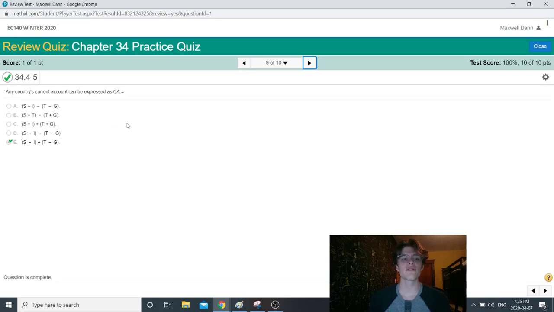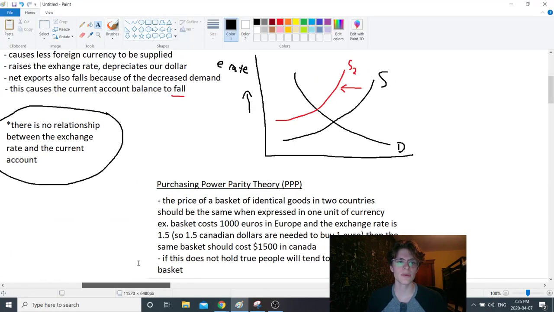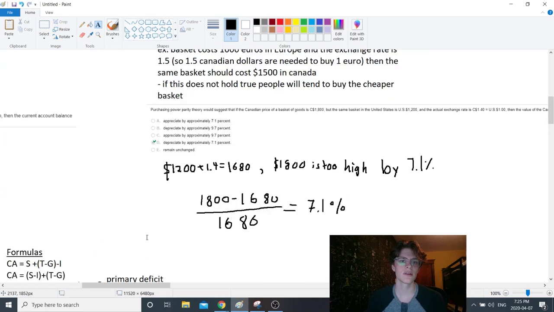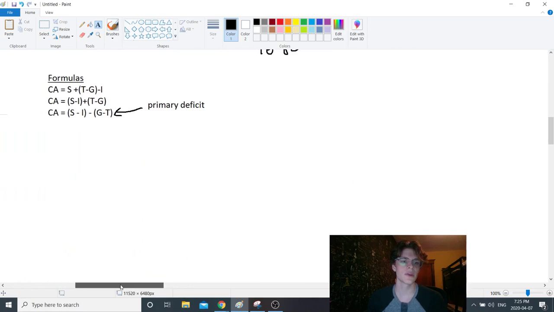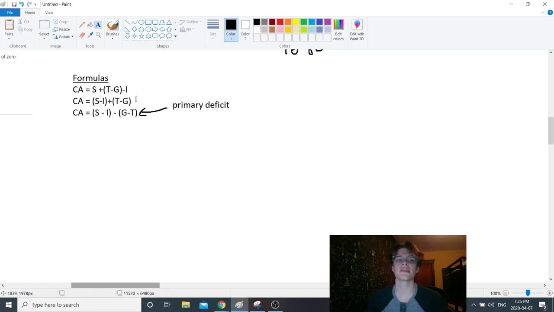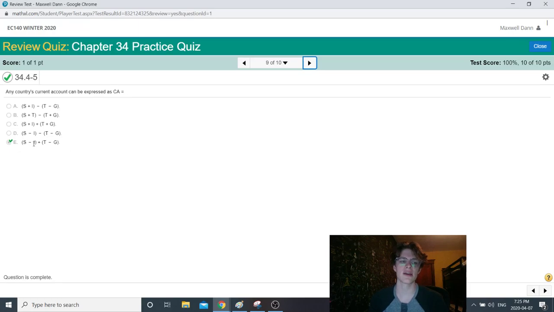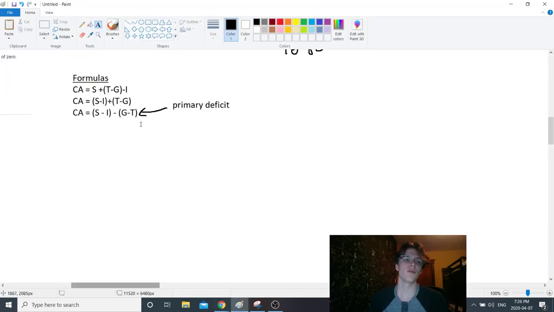Okay, there's another formula here. I will find it. Here it is. This formula is just showing how the current account is made up. It's made up of savings plus taxes minus government spending minus investment. We can rearrange it to look like this middle one, S minus I plus T minus G. But you can also rearrange it again to put the G before the T and then factor out the negative sign, and you get the primary deficit here.